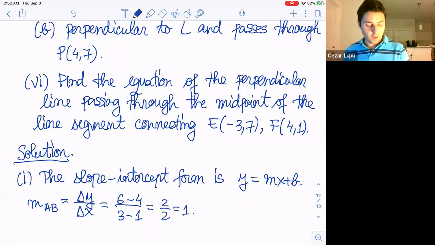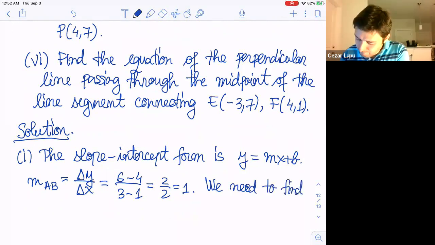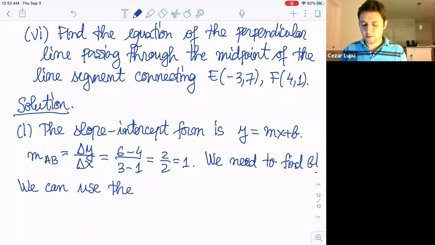Okay, that's the slope. And now we want to use one point, it's enough to use one point, to find b. We know m, but we don't know b, so we need to find b. Well, you can use any point you want. We can use the point A, 1, 4.